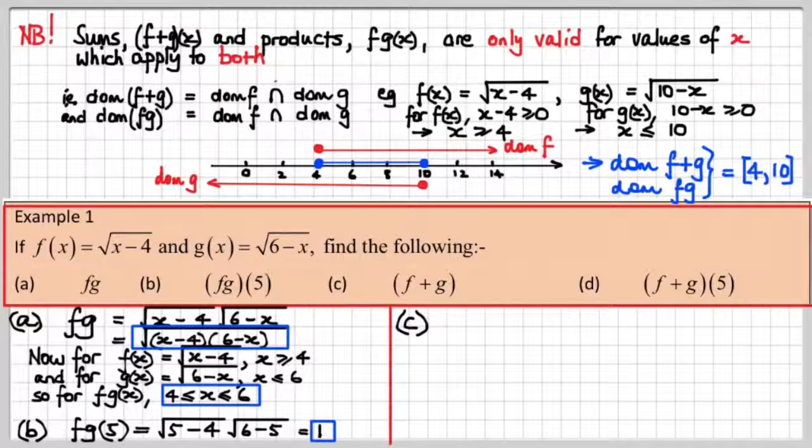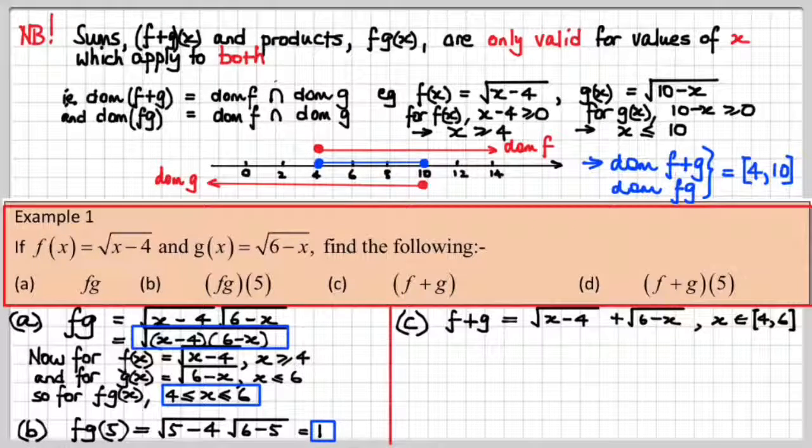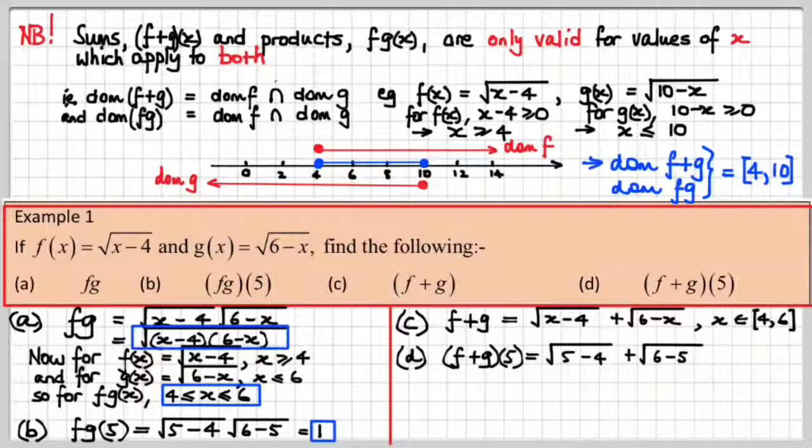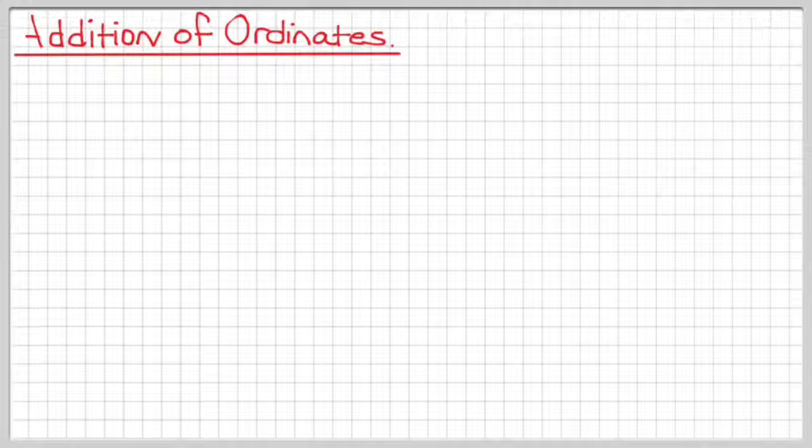f plus g, well that's pretty easy, there it is, and we know that the domain is from here to here. We found that out before, didn't we? Good. And what about D? f plus g of 5, no problem, we just plug 5 into all this, and we're going to get that, which is going to be 2. There it is. Woohoo, we got 2 for me and you, and that's great.